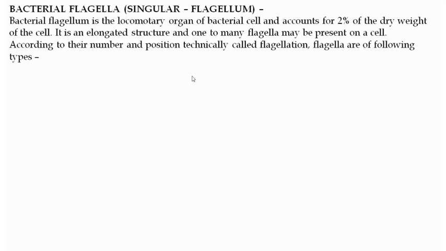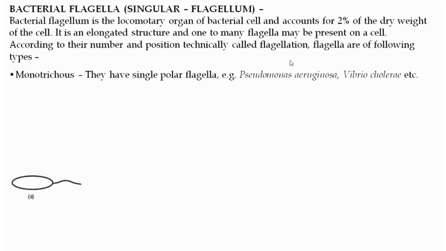Depending on that, this position and number of flagella is called flagellation. So the flagellation in bacterial systems is of different types. It may be aflagellated altogether, that condition is called atrichous. It has not been shown in the slide here. Only those which possess flagella have been shown.